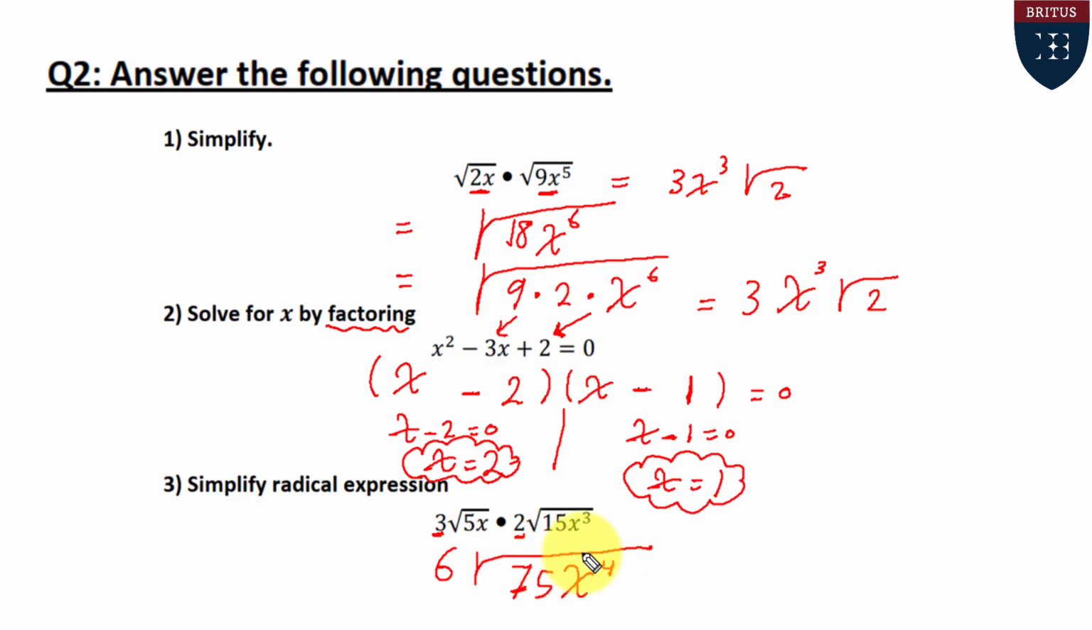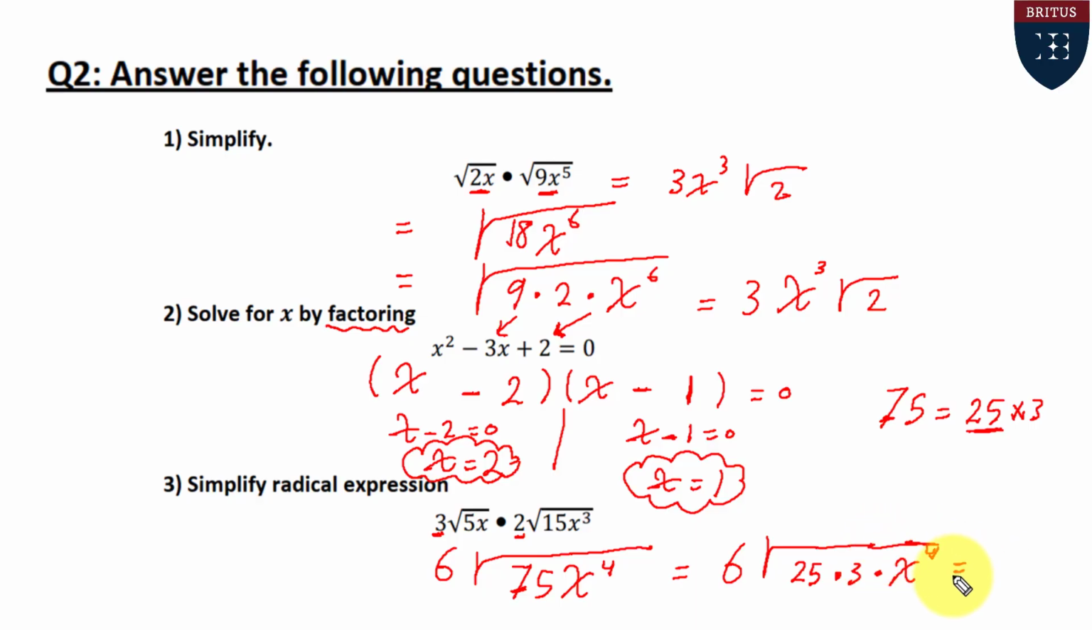Look at 75. We studied 75. We can write it as 25 times 3. 25 is a perfect square number. Now we can write it as 6 root 25 times 3 times x raised to the power 4. Now just take the root. 25, it will be 5.